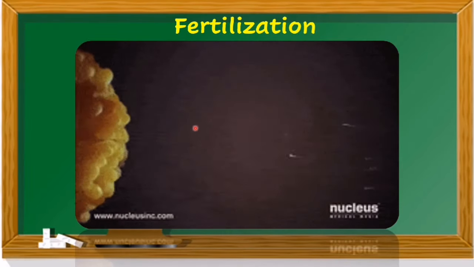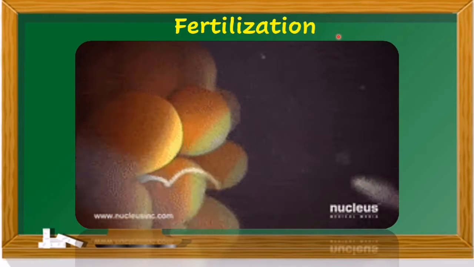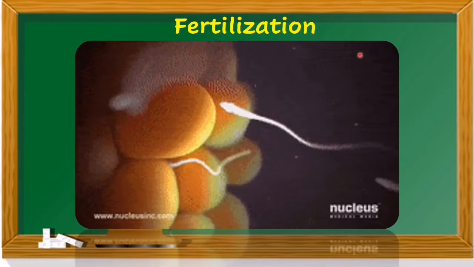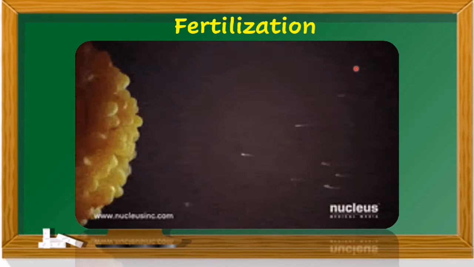And this is an example of fertilization. We humans came from the fertilization process. The egg cell and the sperm cell meet together and then became a baby.